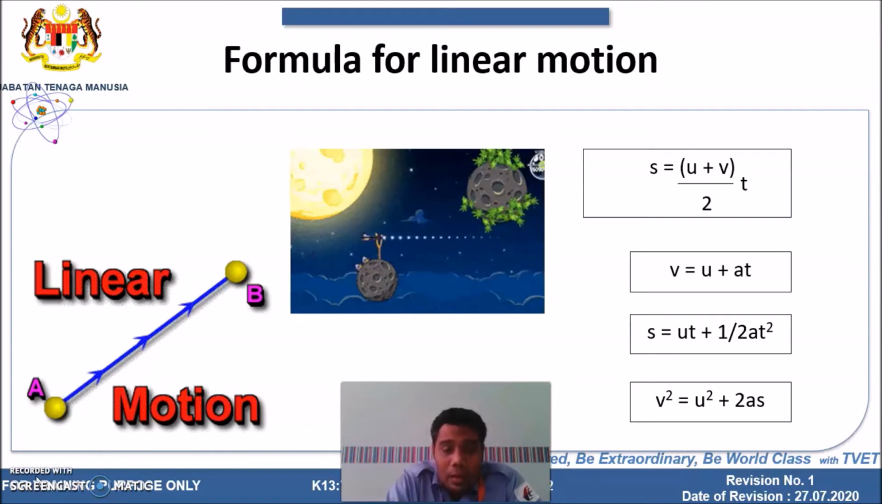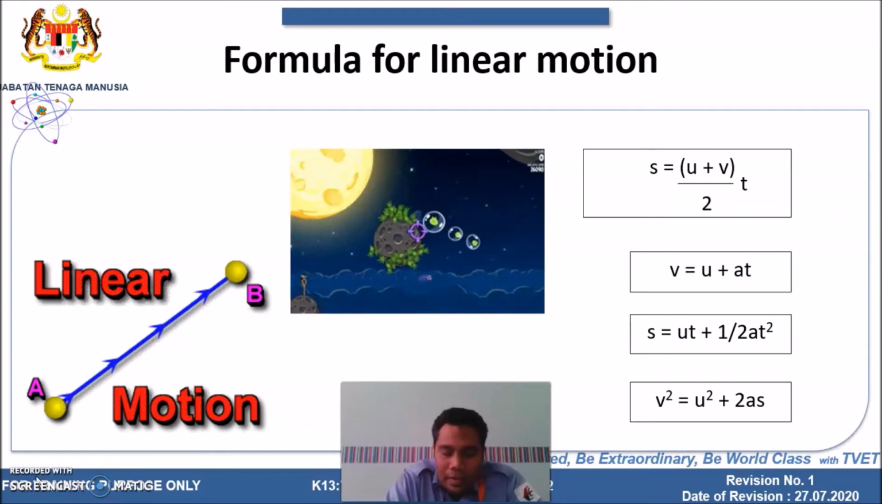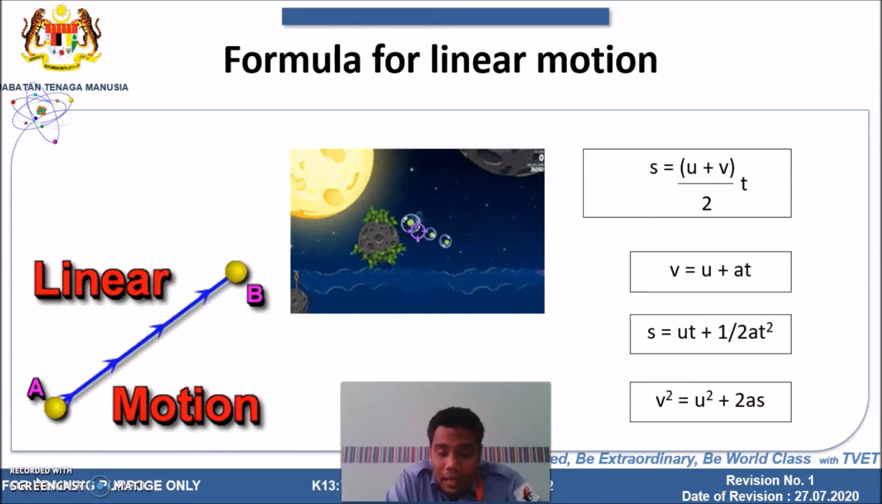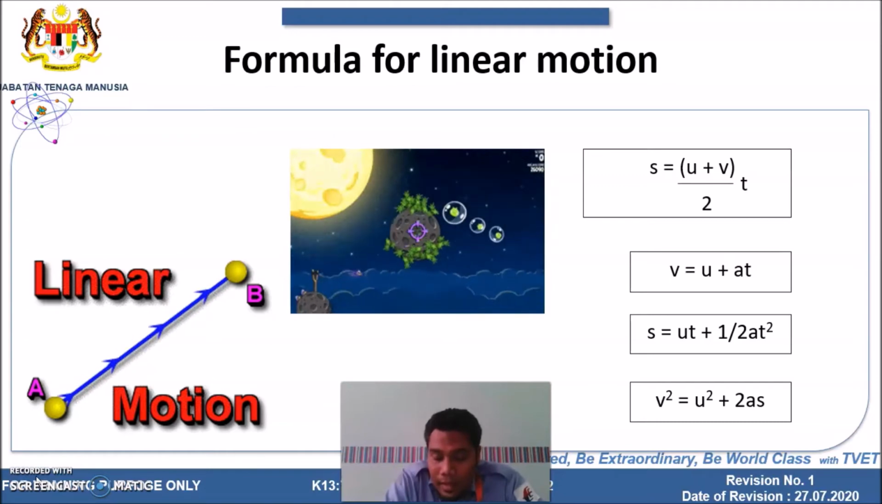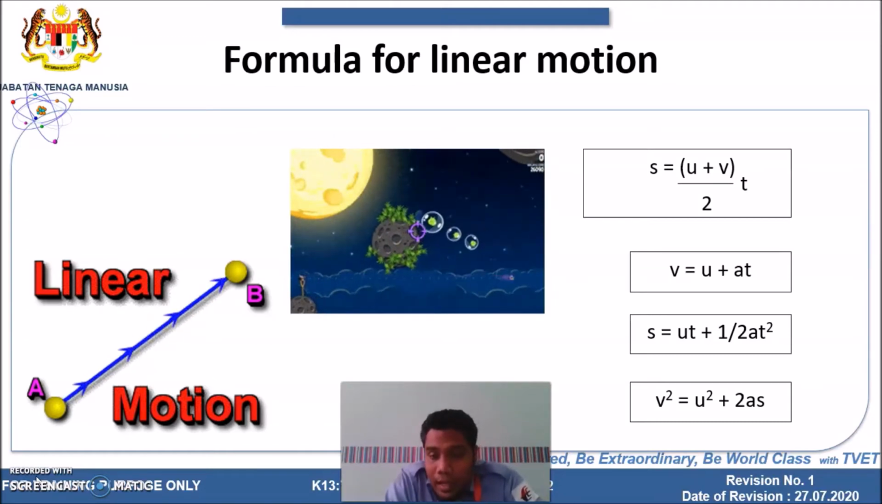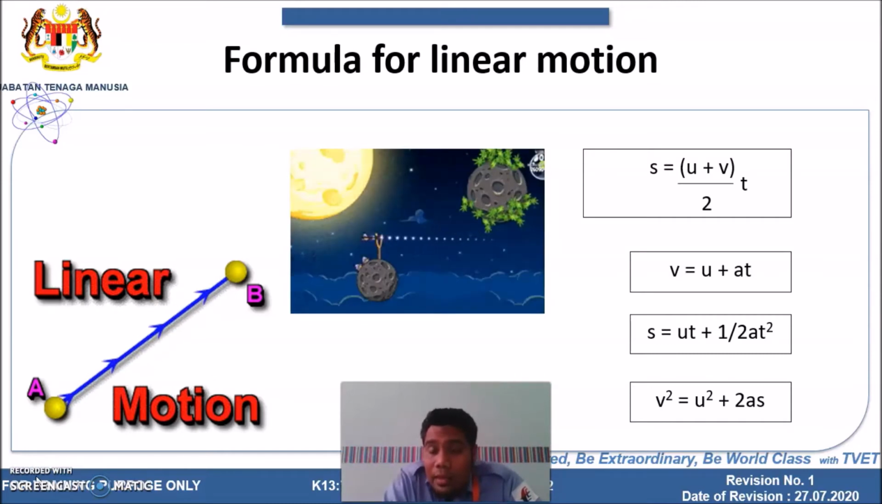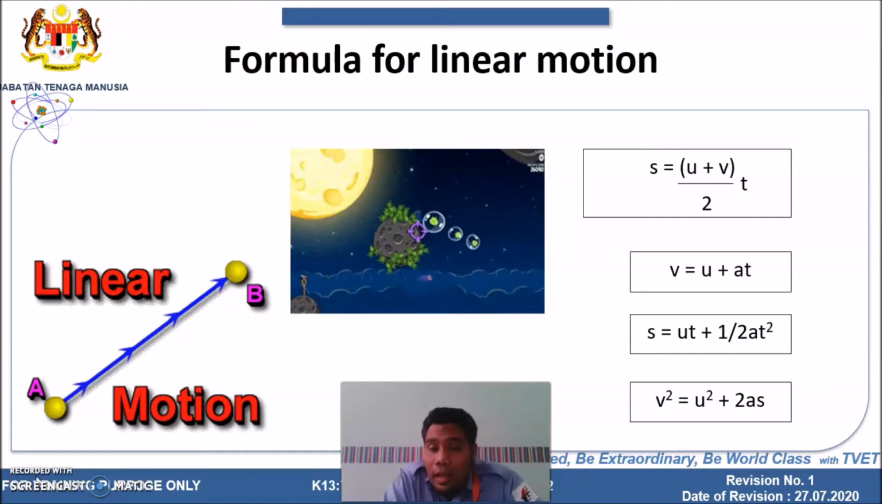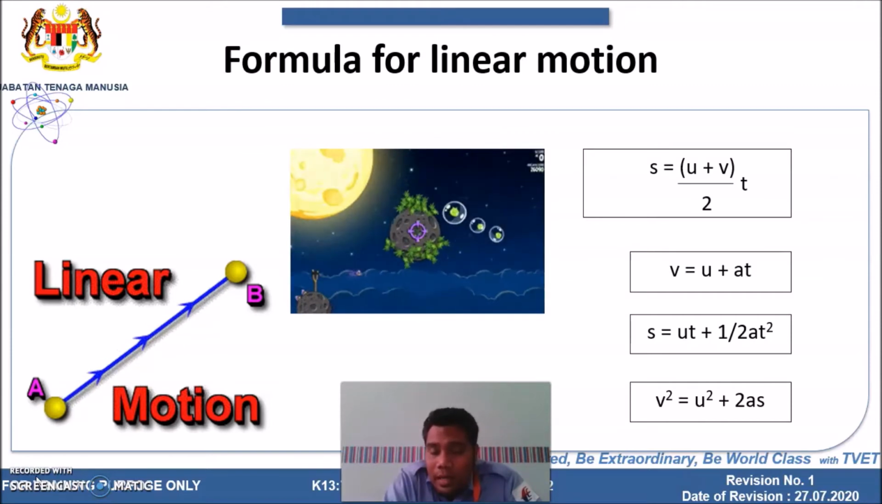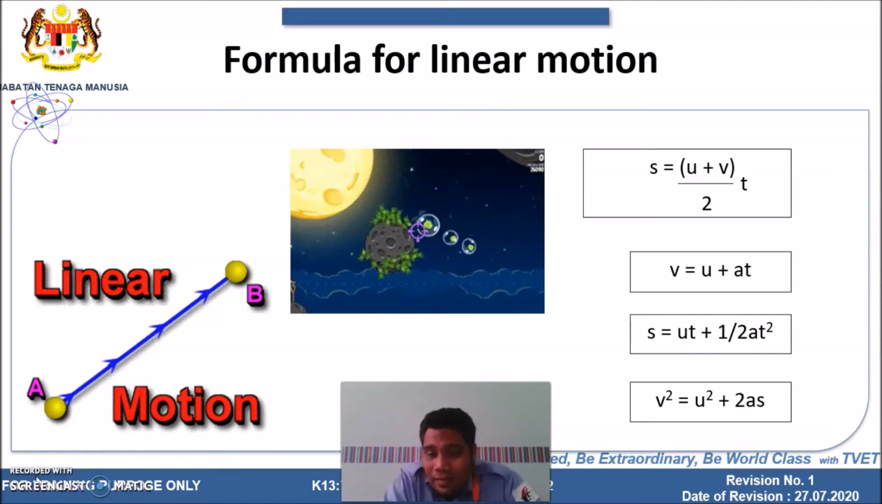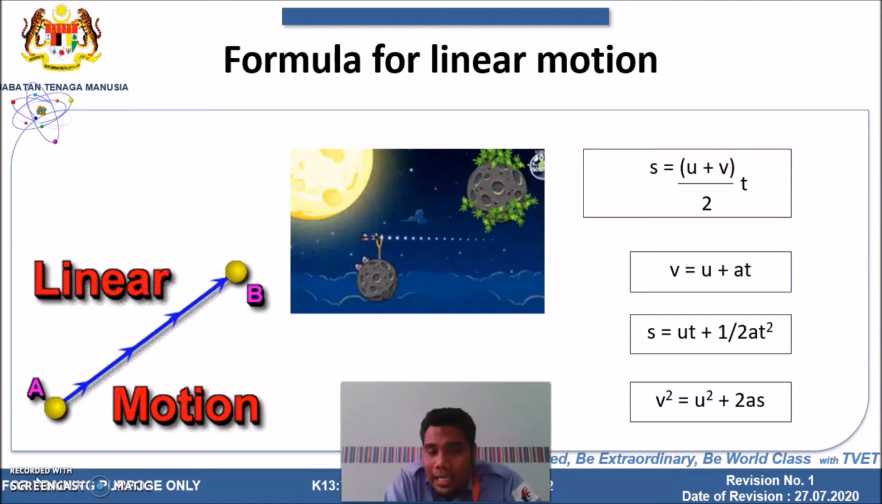So from all the acceleration, velocity, speed, distance and displacement, physics has come up with several linear motion formulas, as per in the slide. You can see in the slide, the first formula: S is equal to (U plus V) divided by 2, times T. S sama dengan U tambah V per 2 darab dengan T. The second formula: V is equal to U plus AT. V samakan dengan U tambah AT.